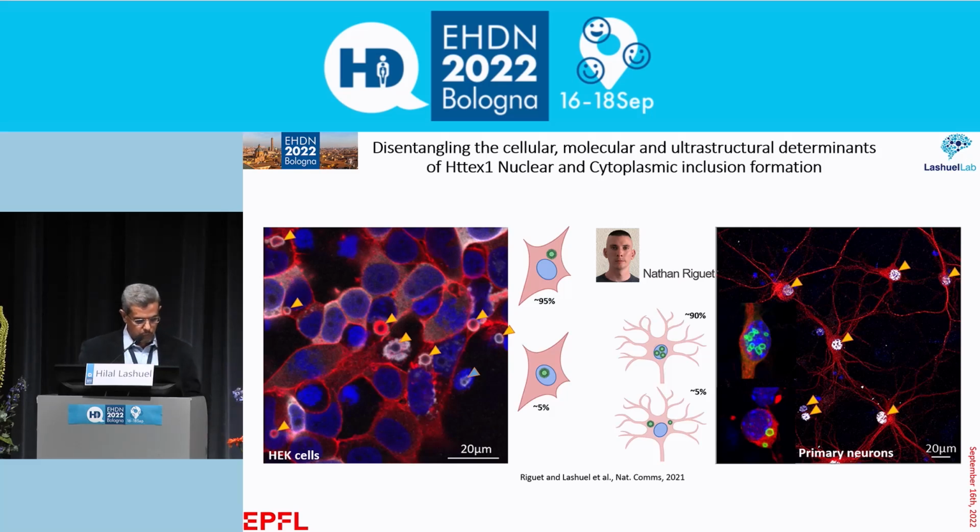Finally, I'd like to speak a little bit about our effort to understand the mechanism of aggregation in cells. This is work that was led by a former talented PhD student, Nathan Riguet, who just graduated recently. What we were interested in is deciphering the mechanism of cytoplasmic and nuclear Huntingtin aggregation. And for this, we used 2 different models. We used HEK293 cells because they form predominantly cytoplasmic inclusions. And then we used primary cortical neurons because through the overexpression of exon 1, we can induce predominantly nuclear inclusions.